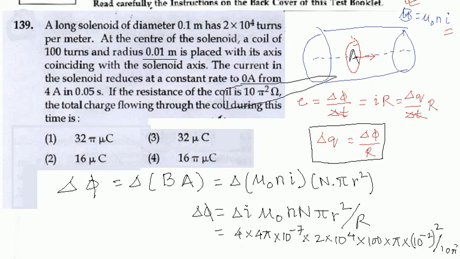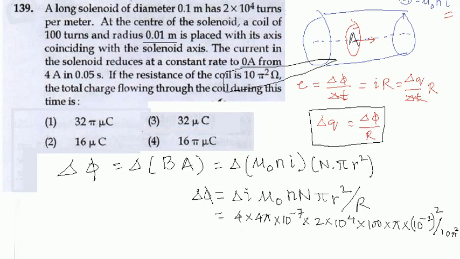So on putting the values, now you do the calculation, and if you do the calculation by putting the values, it comes out to be 32 microcoulomb. So this is your answer. Thank you.